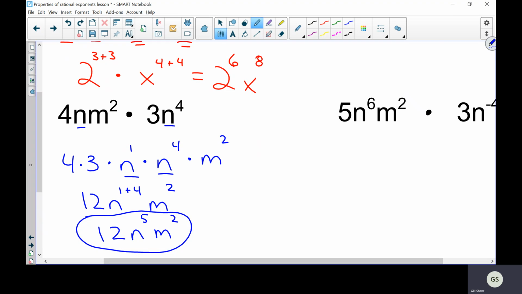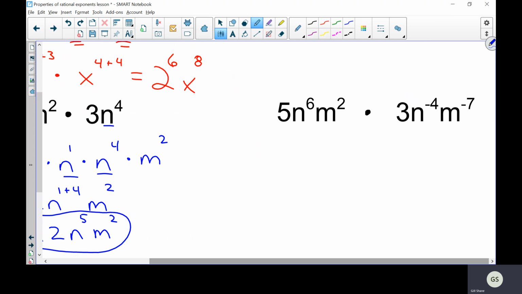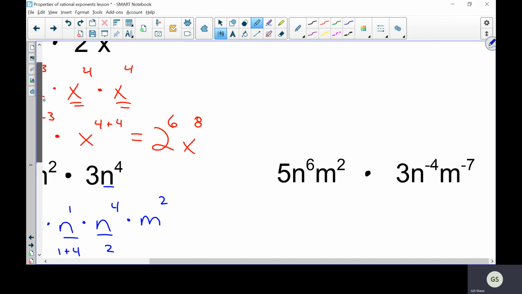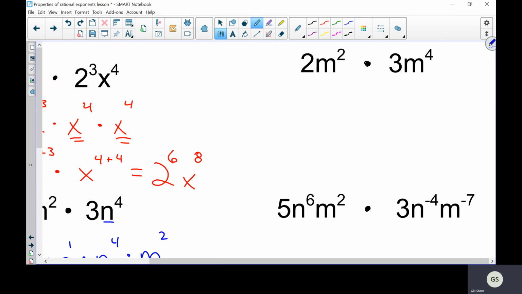Any questions on that one? So we'll do these two quickly over here, and then I'll just let you get going. And I'll just walk around and help. So what's the first thing I can do on that one up there? Do I have a like base? Let's identify a like base first.